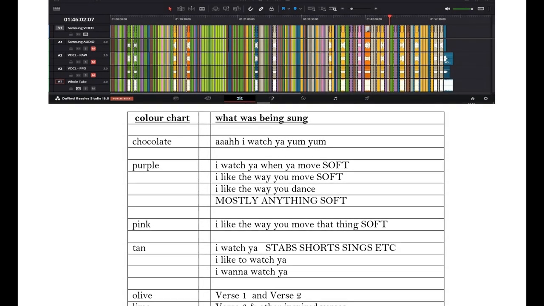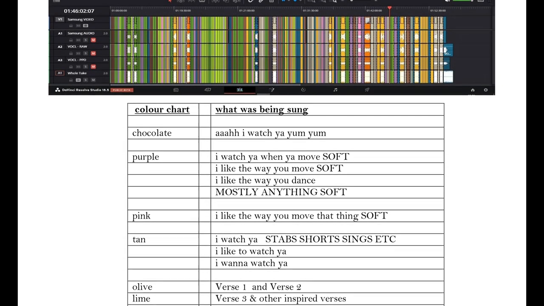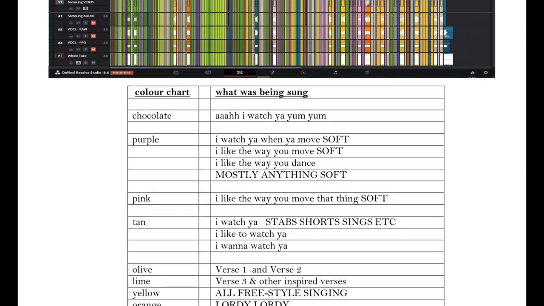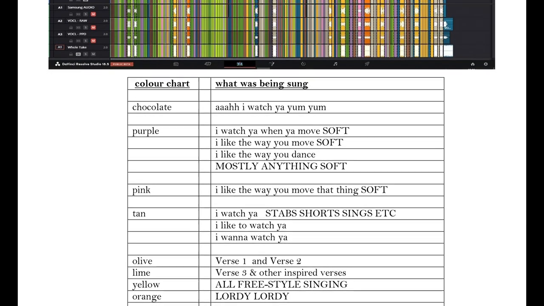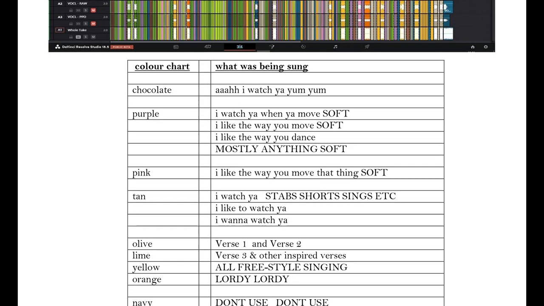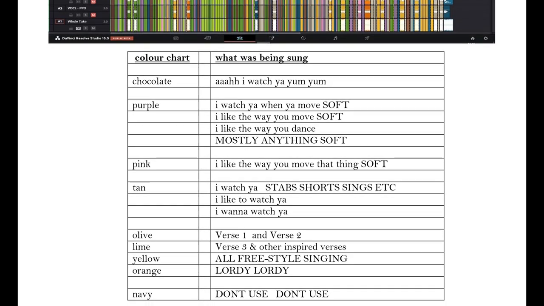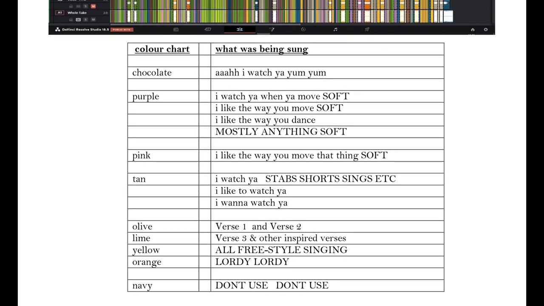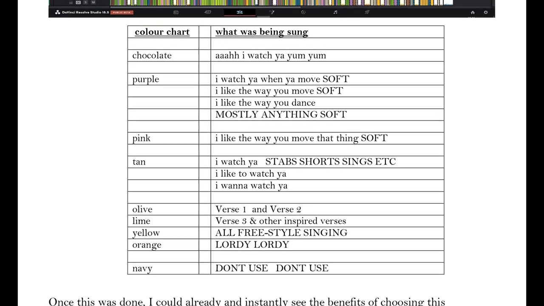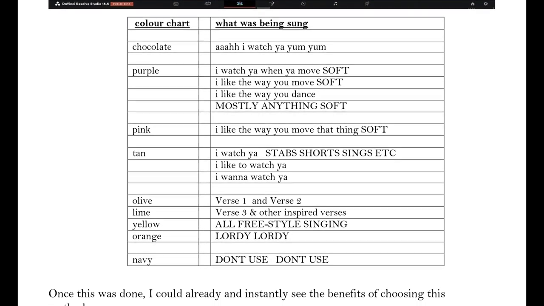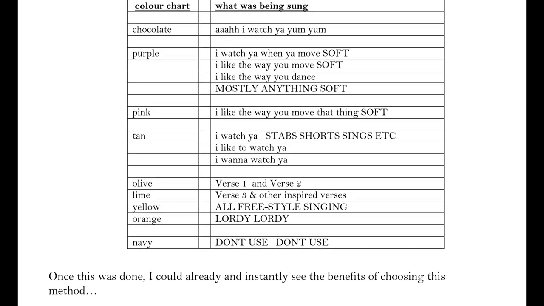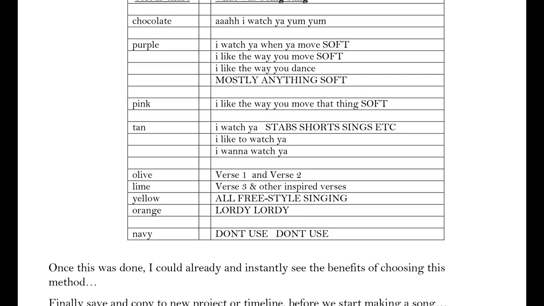Color chart, what was being sung? Chocolate, I watch you yum yum. Purple, I watch you when you move soft. I like the way you move soft. I like the way you dance, mostly anything soft. Pink, I like the way you move that thing soft. Tan, I watch you stab short sings etc. I like to watch ya, I wanna watch ya. Olive, verse 1 and verse 2. Lime, verse 3 and other inspired verses. Yellow, all freestyle singing. Orange, lordy lordy. Navy, don't use.